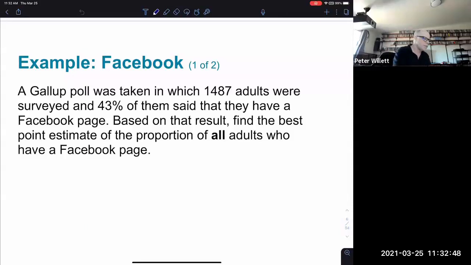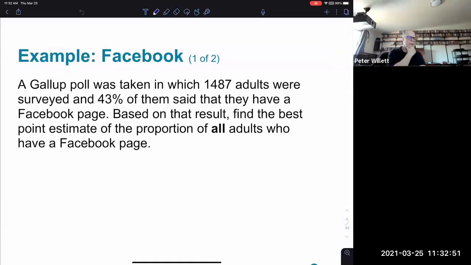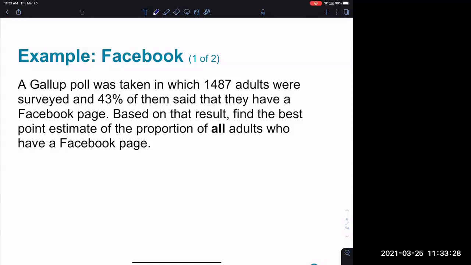So let's look at an example. A Gallup poll was taken in which 1,487 adults were surveyed and 43% of them said they have a Facebook page. Based on that result, find the best point estimate of the proportion of all adults who have a Facebook page. So what do you guys think? So for the point estimate, then, would we take the 43% and use that as it?